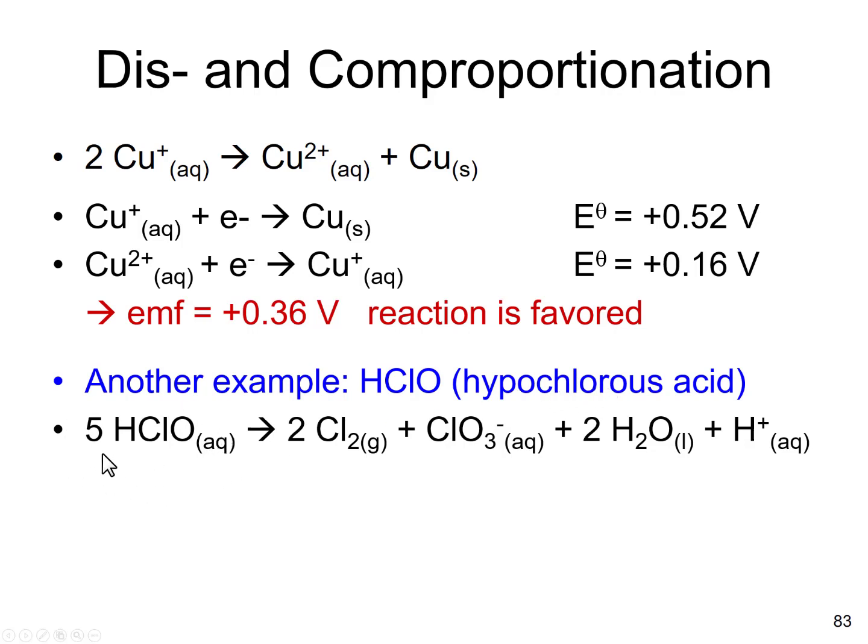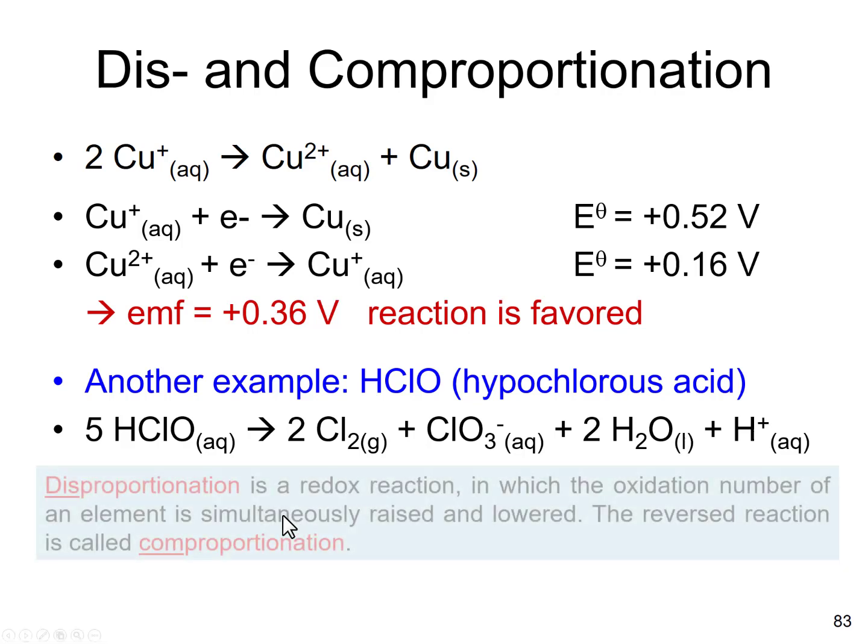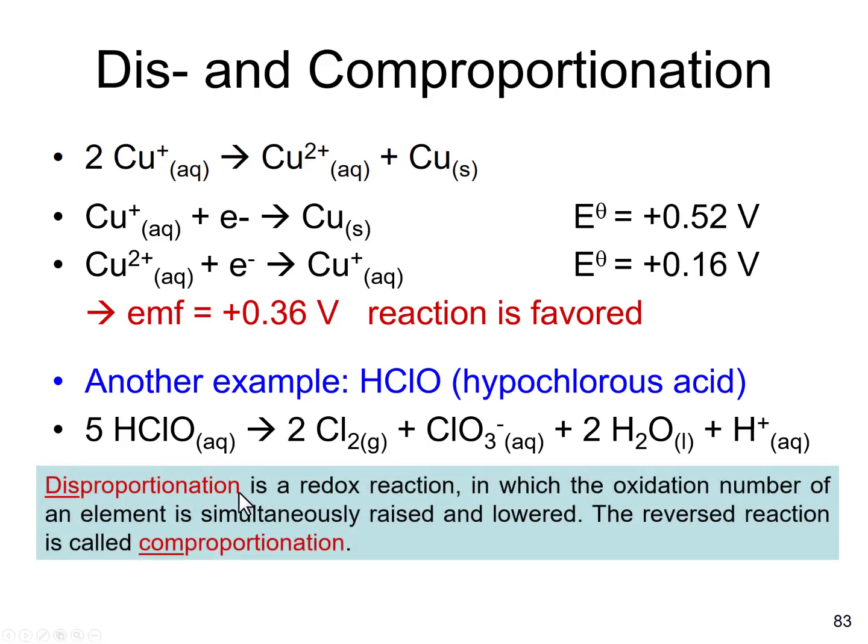5 equivalents of hypochlorous acid would react to form 2 equivalents of chlorine and 1 equivalent of chlorate. In addition, you have water molecules and protons that are needed in the equation to fully balance it. So the disproportionation is a redox reaction in which the oxidation number of an element is simultaneously raised and lowered. The reverse reaction is also known, and that is called a comproportionation.